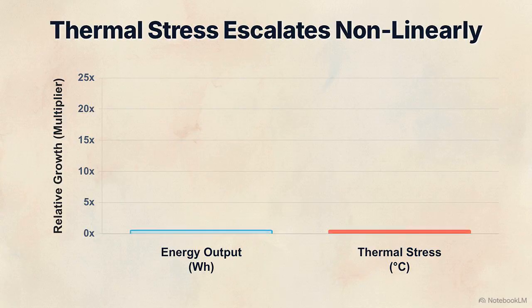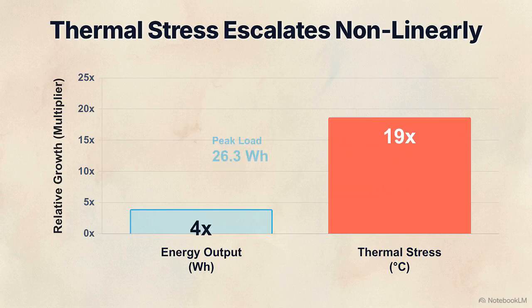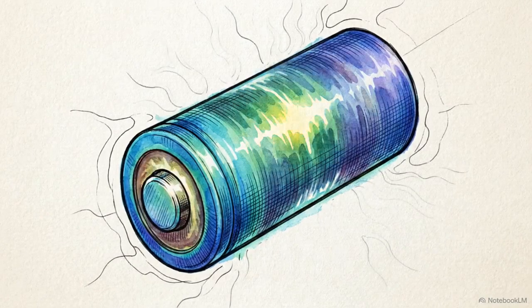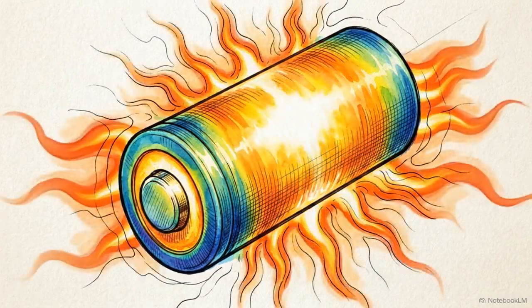This demonstrates a sharp trade-off. A 4-fold increase in load current yields a 4-fold increase in energy output, but induces a 19-fold increase in thermal stress. This disproportionate rise in heat relative to energy delivered confirms that thermal efficiency drops substantially as load currents increase.